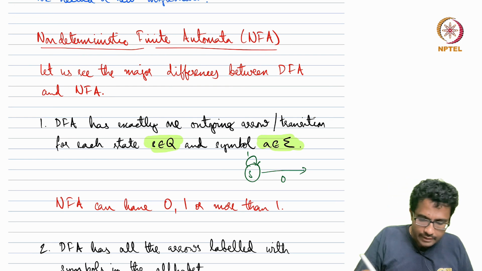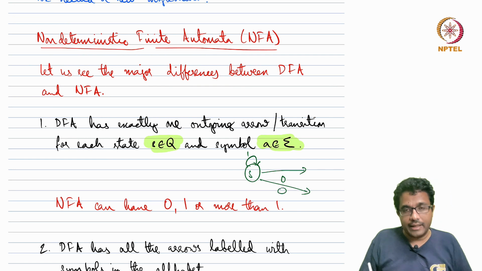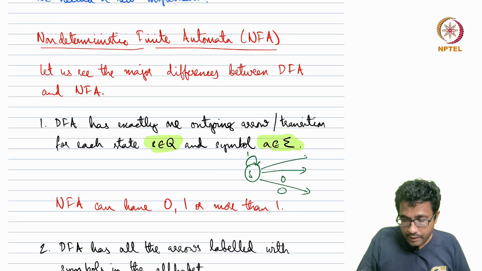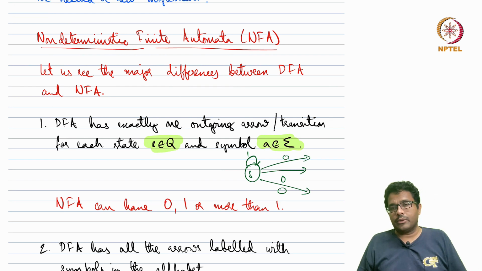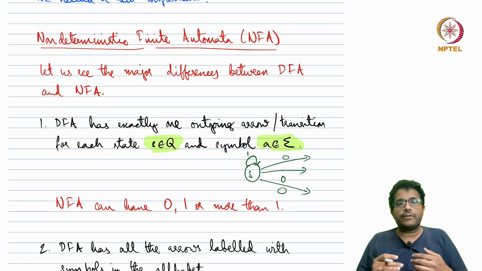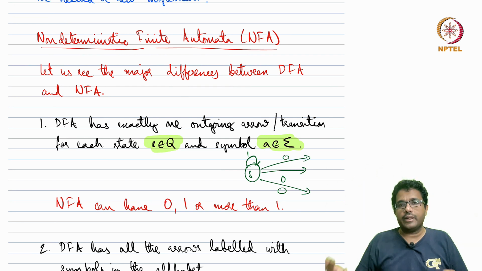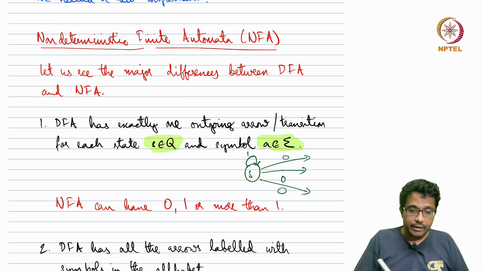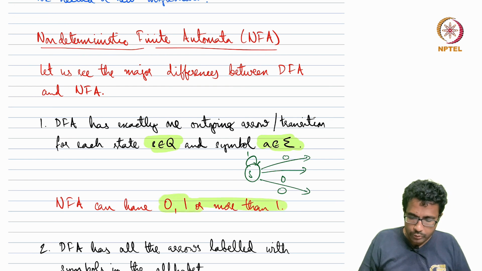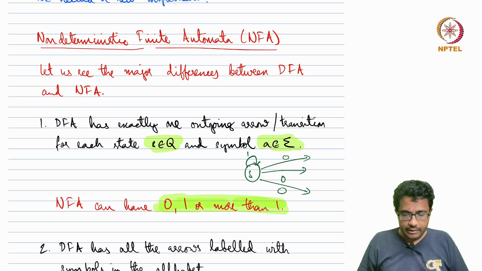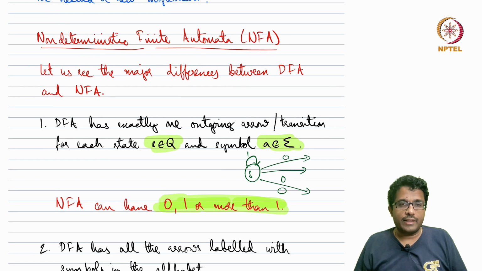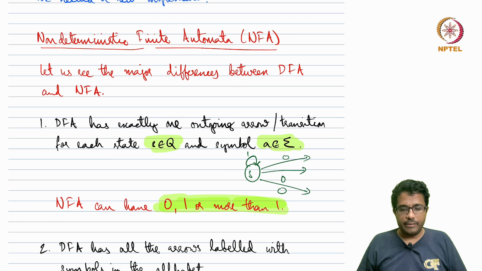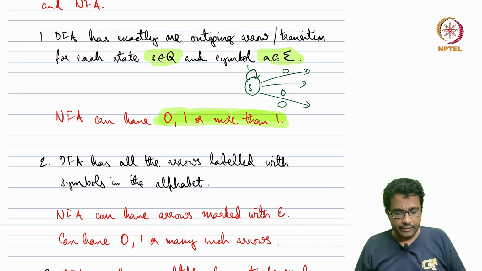In an NFA, you could have multiple outgoing arrows with the same symbol. There could be 2 arrows or 3 arrows with the symbol 0. There could be no arrows with the symbol 0 as well. It could also be 1. So the number of outgoing arrows of a specific symbol from a specific state could be 0, 1, or more than 1. The consequence is that sometimes there are multiple options available, sometimes there is no option available, and sometimes there is only one option available. So this is one of the main differences.